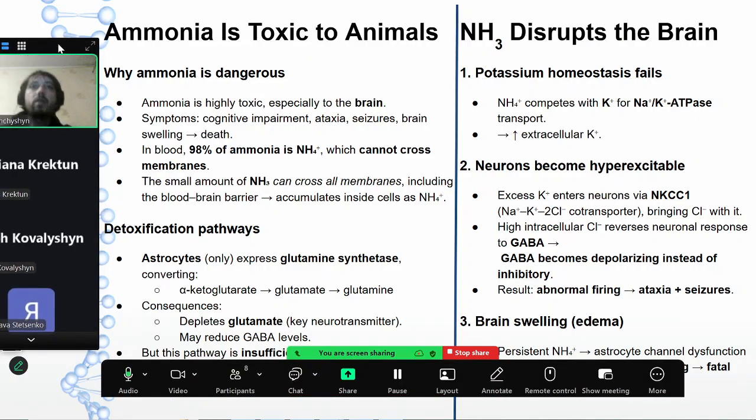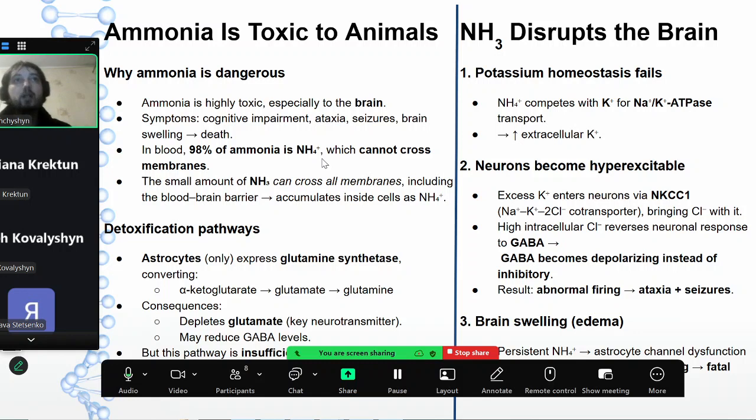You see, the problem is that ammonia is pretty toxic, especially to the brain, and in blood, 98% of ammonia is in the form of NH4+, which cannot cross membranes, and the small portion in the form of NH3 can cross the membranes, including the blood-brain barrier. It will accumulate in cells and cause trouble. So NH4+ is a little bit better than NH3. You might guess why.